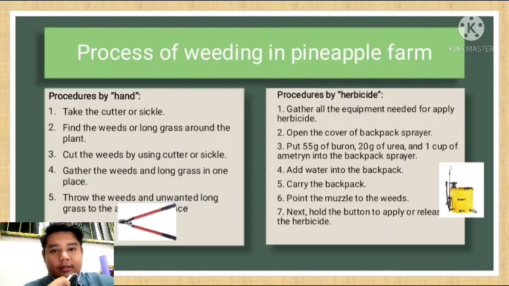Next is the procedure of weeding by herbicide. First, gather all the equipment needed to apply herbicide. Next, open the cover of the backpack sprayer. Put 55 gram of boron, 20 gram of urea, and 1 cup of amatherine into the backpack sprayer, and add water into the backpack. Next, carry the backpack, and after that, point the muzzle at the weeds. And next, hold the button to apply or release the herbicide.